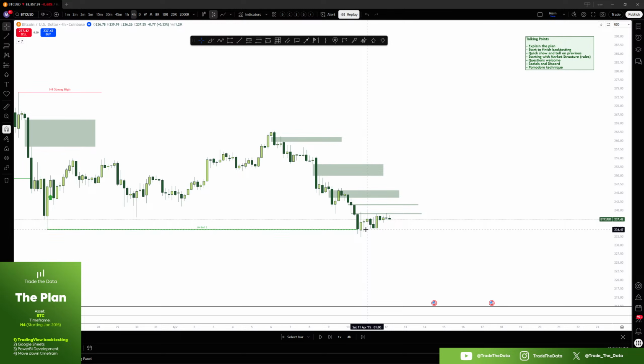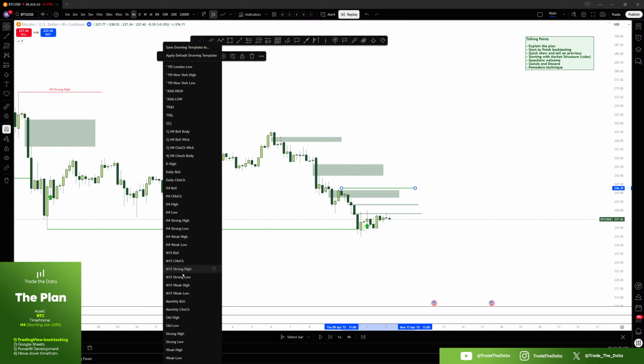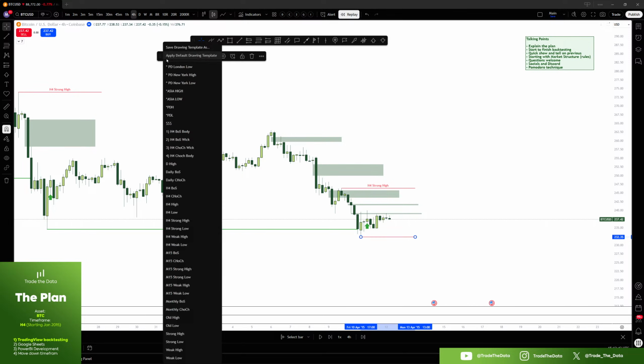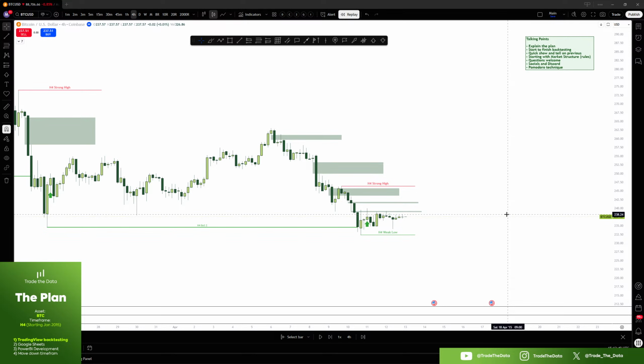So we're now looking for 2 up candles. Second one body break. There. It's getting a bit constricted, but we shall see. This is the high. So H4 strong high. This is the low. Cool. See what happens. Here we go again.